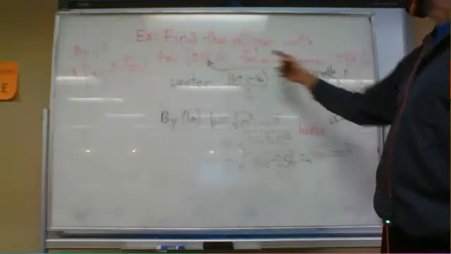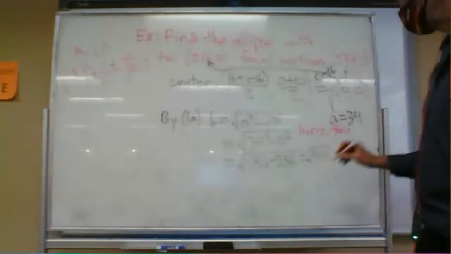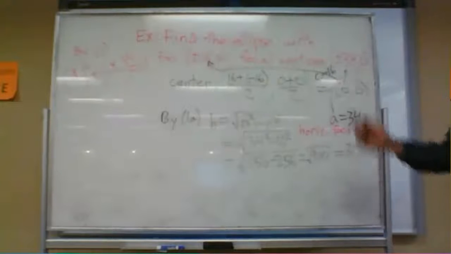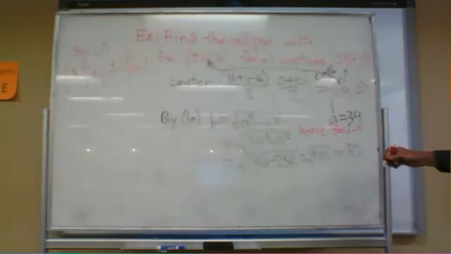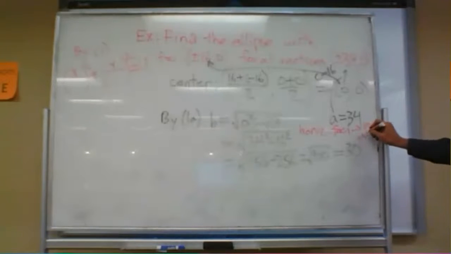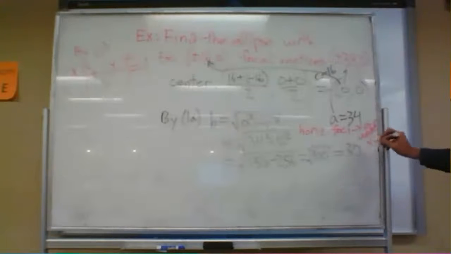foci, right, because they go left and right. That means A goes under x. If it's vertical foci, the bigger number goes under y. If it's horizontal foci, the bigger number goes under x. So A goes under x rather than y, like in the last example.